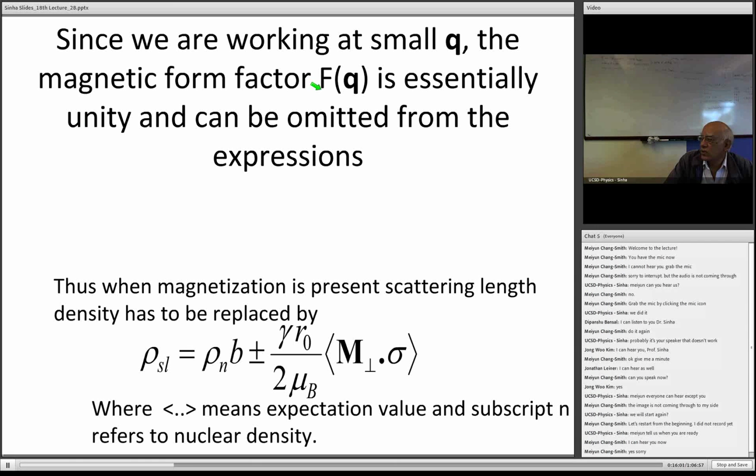But when magnetization is present in general, we can write the scattering length density, which before was rho SL and just given by this expression here, and now we have to add to it plus or minus this m perpendicular dot sigma. The plus or minus term actually should be just a plus, because the expectation value of sigma will determine whether the sign is plus or minus. And this subscript here refers to the nuclear density, and this is the neutron spin operator. So I will have to remove this in the future when I correct the lectures, because this is just a plus here. The minus sign is taken care of with the sign of that. Can I have the next slide, please?